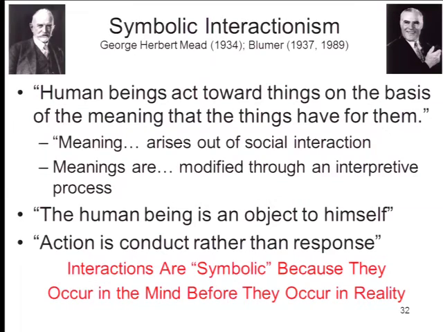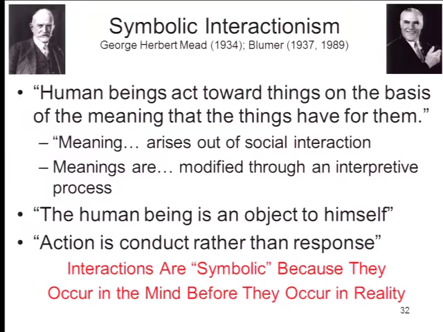Okay, so it's the meaning of the event, it's the meaning of the situation, not the situation as it would be objectively described. And then he went on to talk about the human being as both a subject and an object to himself. That's what we talked about 2 times ago when we talked about this interesting feature of social cognition, that it breaks down the subject-object barrier. But the reason symbolic interactionism gets its name is that social interactions are symbolic because they take place in the person's head, in the person's mind, before they occur in reality. That's what symbolic interactionism is all about.